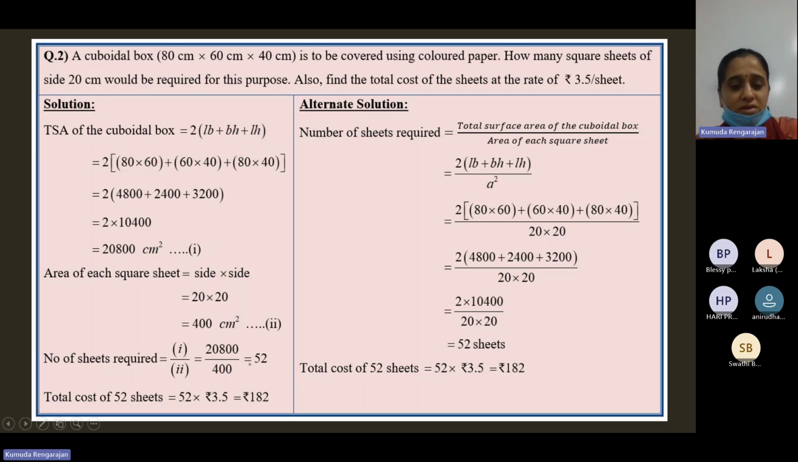So 52 sheets. And what's the cost? One sheet is 3 rupees 50 paise. So 52 sheets will be 52 into 3 rupees 50 paise. All right. Yeah, work children. Choose any one method and do it that way. If this is comfortable, please do it like this. Whichever.